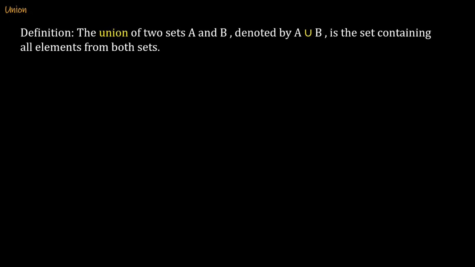The second operation we are going to learn is the union of two sets. The union of two sets A and B, denoted by A union B, is the set containing all elements from both sets.